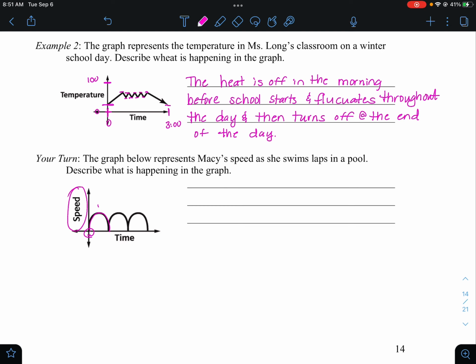So here, it would represent that she made 3 laps. So we can say she starts off at a stop, swims faster during the lap, then has to make a turn where her speed slows down to 0. And then we could say something like she made 3 laps in the pool.